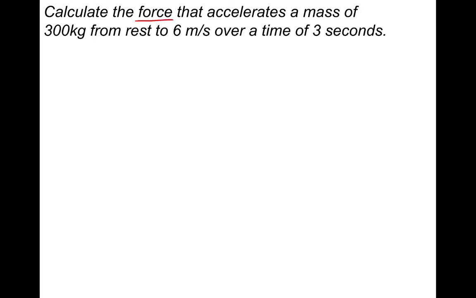So we need the force that accelerates a mass of 300 kilograms from rest to 6 meters per second in 3 seconds. So if you're a bit confused by this one, you might write F equals ma. So force is mass times acceleration. So we've got the mass, the 300 kilograms, but we need the acceleration. So what we've got is two speeds, from rest to 6.